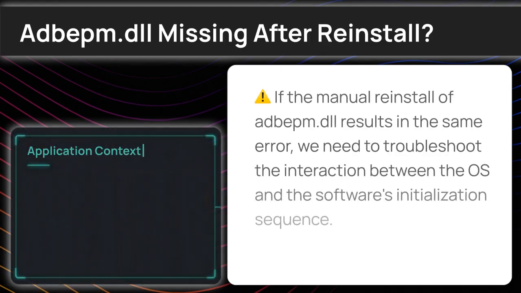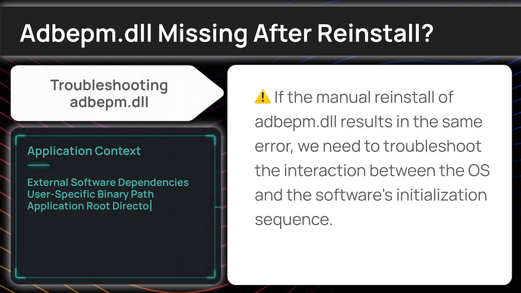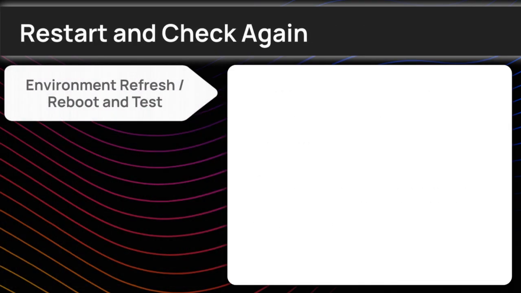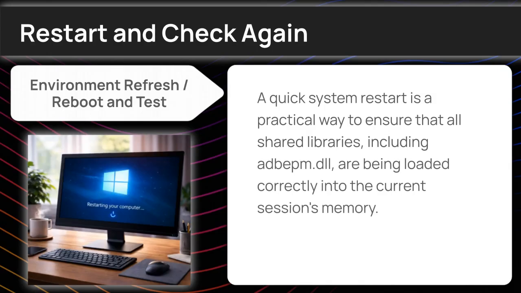In the event the error remains visible, it indicates we need to verify the environment's ability to register new shared resources. Performing a restart can determine if the error is just a transient environment glitch. A reboot refreshes your system's path variables and can sometimes re-establish a broken link to the Adobe PM module file.